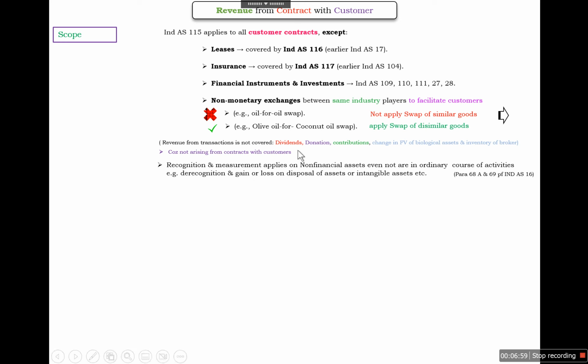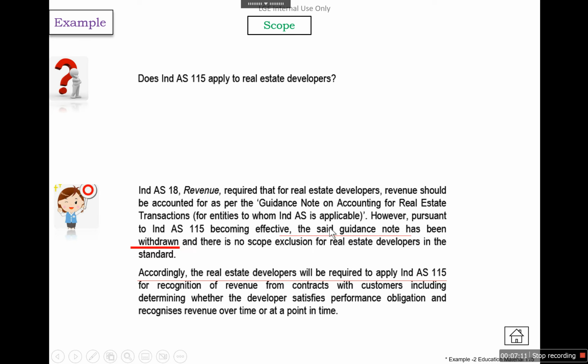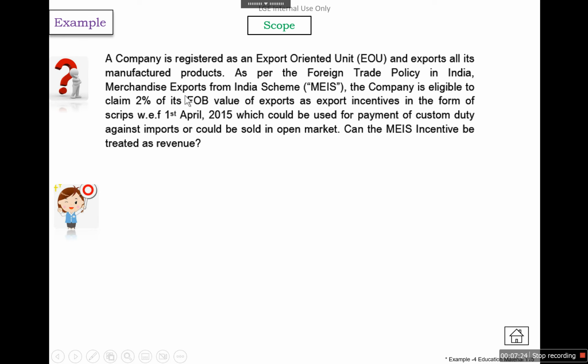So let's take some examples of non-monetary exchange. Does Ind AS 115 apply to real estate developers? Yes, it will be applied to real estate developers. Earlier, there was a guidance note dealing with the recognition of revenue of real estate developers, but it has been withdrawn after Ind AS 115, so it will be applicable.